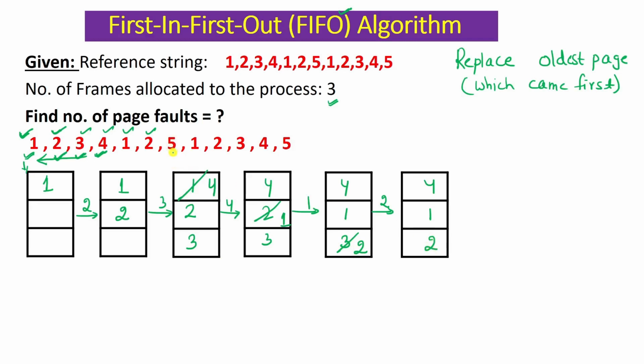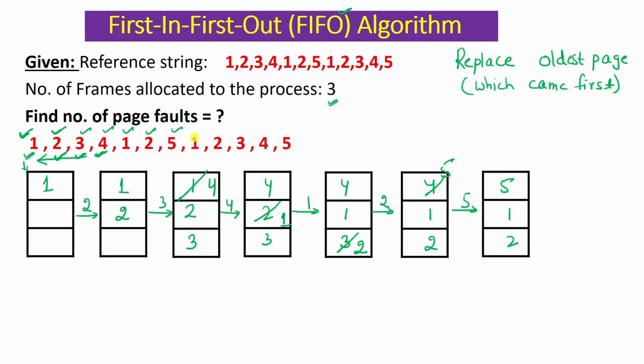Now page 5 is referenced. Page 5 is searched here. It is not present, which means it will generate a page fault. So which page should I replace to keep 5 inside this frame? Which is the oldest page out of 4, 1, 2? 1 was the first page, then 2 was brought, and 4 is the oldest out of this 4, 1, 2. So 4 should be cut, and 5, 1, 2 is the new content.